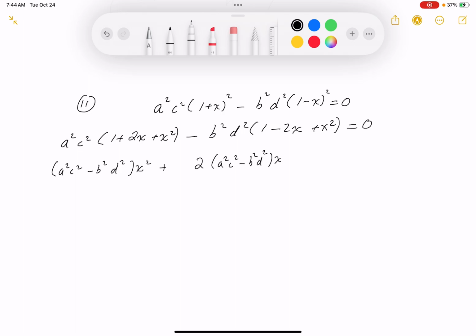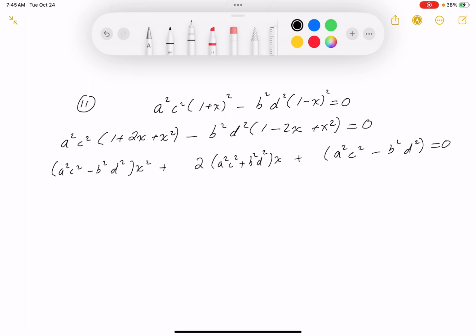Let me see. Oh, no, it's plus. Sorry about that. Let me just take a look again. I got the 2, a squared, c squared, and minus b squared, d squared times minus 2 is plus 2, so that looks okay. Now let's put the constant down. What's that going to be? Plus, I'll put it in parentheses for you, a squared, c squared, and then minus b squared, d squared. And this is equal to 0.